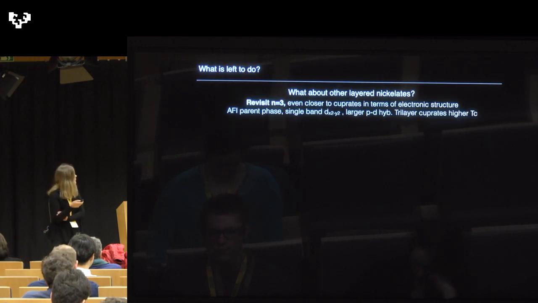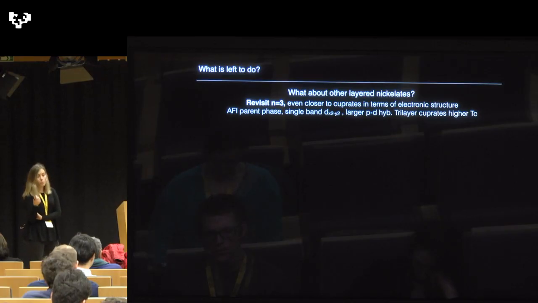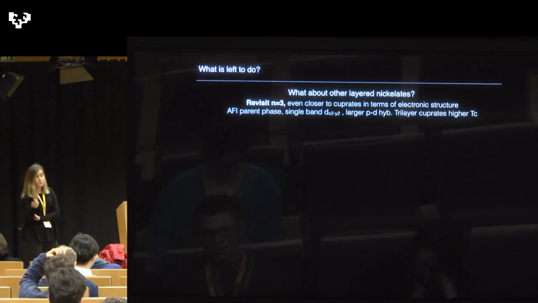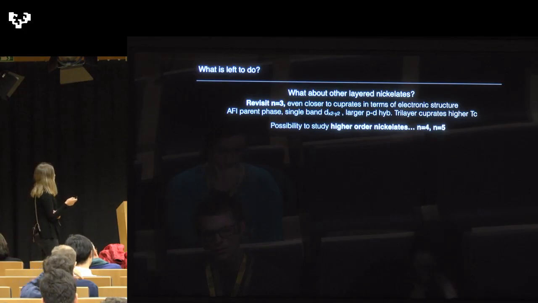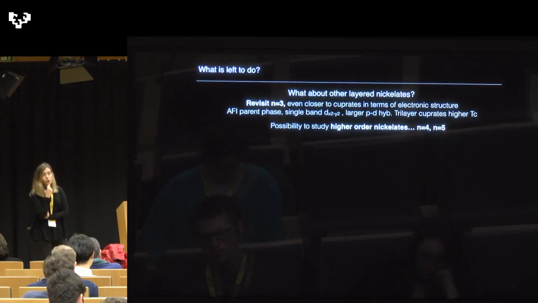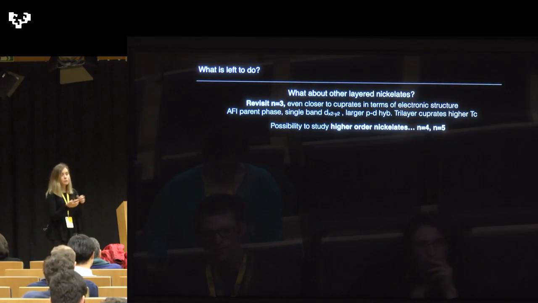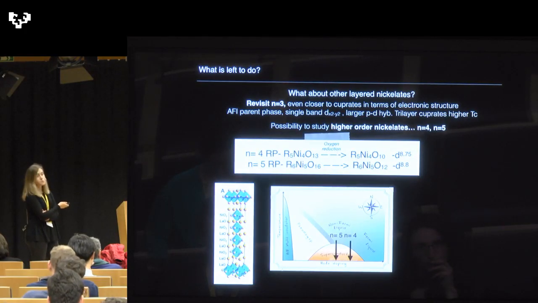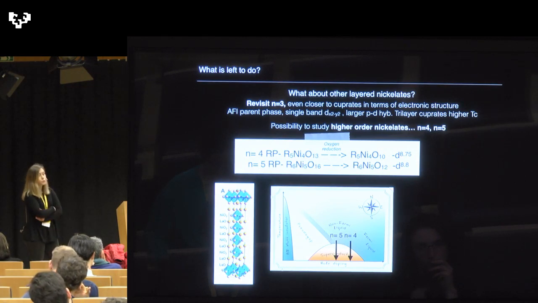I told you today about the n equals 3 members, which we believe are definitely worth revisiting because they are even closer to cuprates in terms of their electronic structure with respect to the 112s. And given that it's so hard to dope those materials, you will also have the possibility of going to higher order nickelates, like the 4-layer and the 5-layer material, because these two will give you direct access to the dome area of filling without even doping.